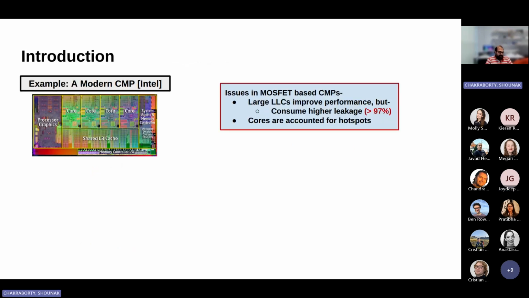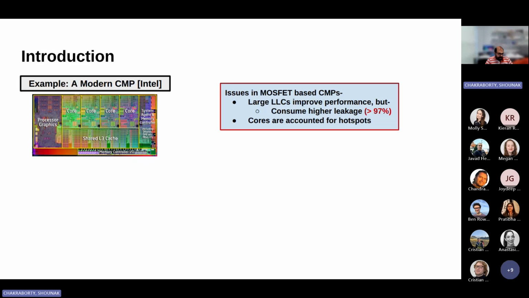On the left-hand side of this slide, you can see a diagram of a modern CMP. CMP stands for chip multiprocessor, and this one is from the Intel family. It contains four different processor cores along with multiple levels of caches. Specifically, there are three levels of caches, where the first couple of levels are local or private caches attached to the core itself.